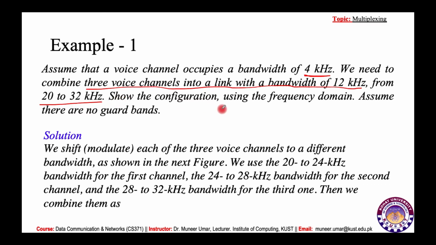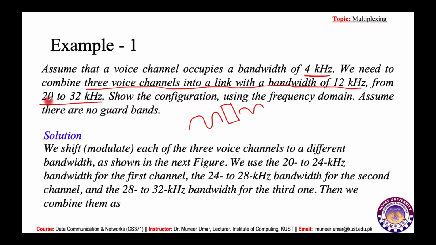Show the configuration using the frequency domain. Assume there is no guard band. Actually, when we combine these signals, we use one additional signal of small size, and that signal is used to avoid any sort of overlapping among the signals. That signal is known as guard signal. So there is no guard signal since we need 12 kilohertz.